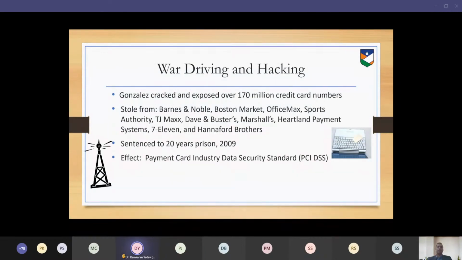Then there are some war drivings and hackings. Like there was a classical case study where the Gonzalez person was actually exposed more than 170 million credit card numbers across the world itself. And eventually he was sentenced to 20 years in prison in 2009. 2029 he is going to be released.